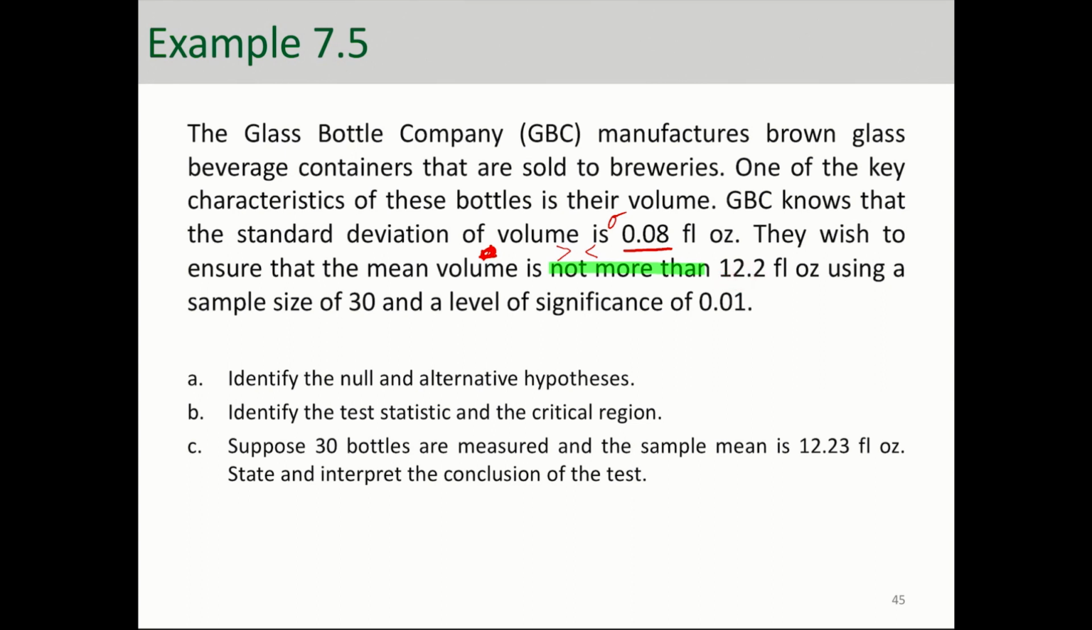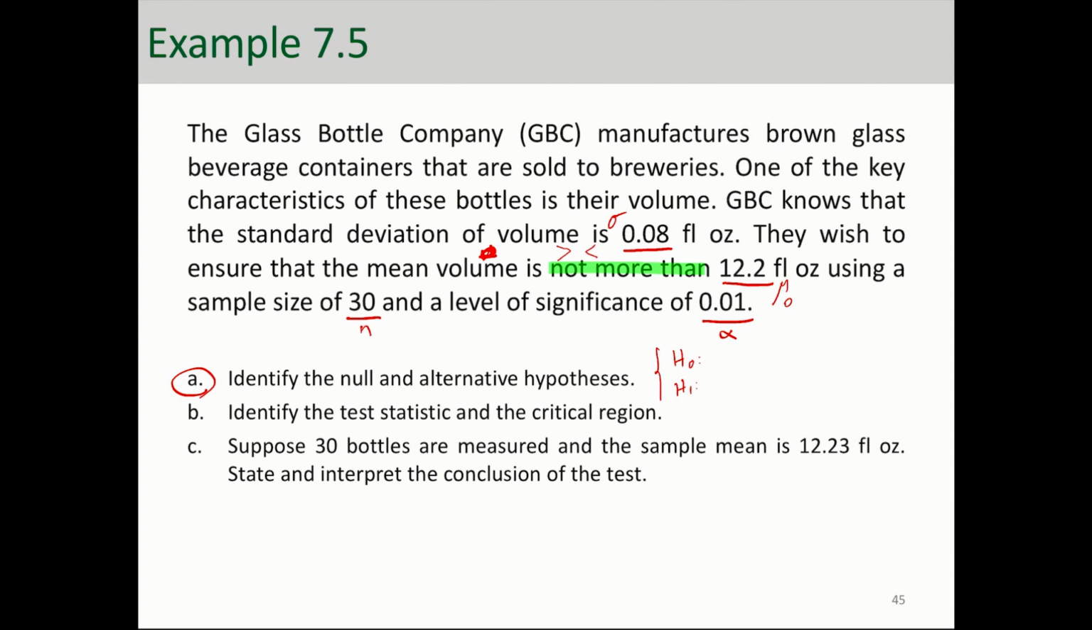12.2 is the number that we want to check against. So that is basically our mu naught. Using a sample size of 30, that is n, and a level of significance of 0.01, that is our alpha. So part A is asking us to identify the null and alternative hypotheses. Here is the first step in any hypothesis testing, where we need to determine the null and alternative hypotheses.